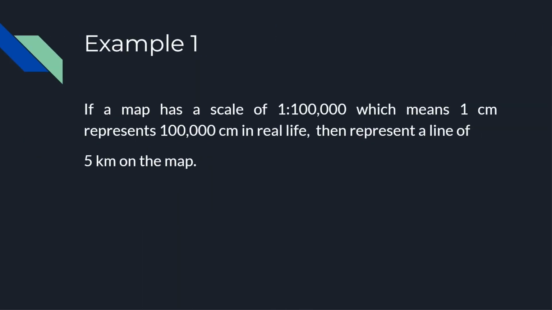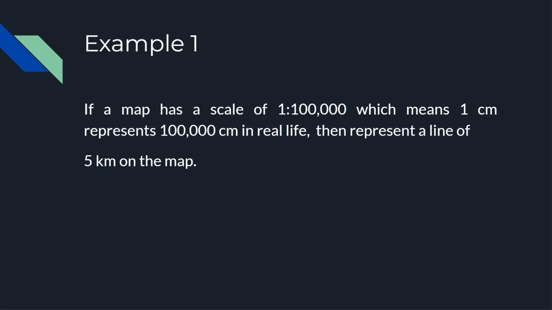Now let's look at the first example. If a map has a scale of 1 to 100,000, which means 1 centimeter represents 100,000 centimeters in real life, then represent a line of 5 kilometers on the map. In this example, the scale is 1 to 100,000, meaning that each centimeter on the map represents 100,000 centimeters in real life. Since 100,000 centimeters is equal to 1 kilometer, we can represent larger distances accurately by using this ratio.